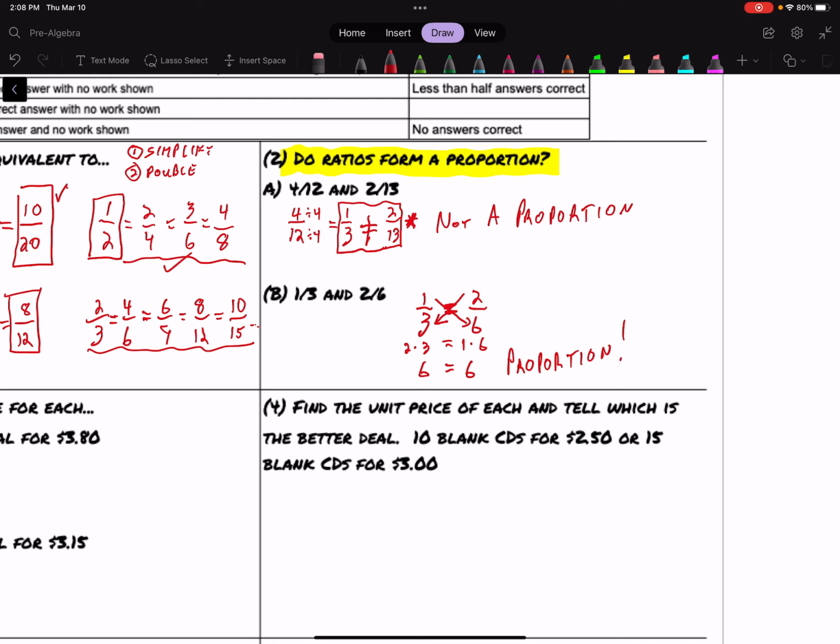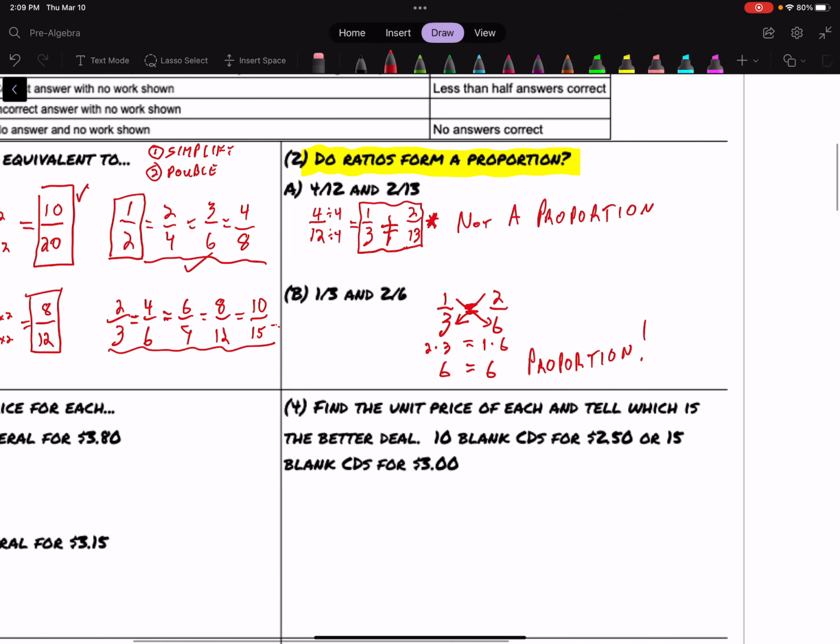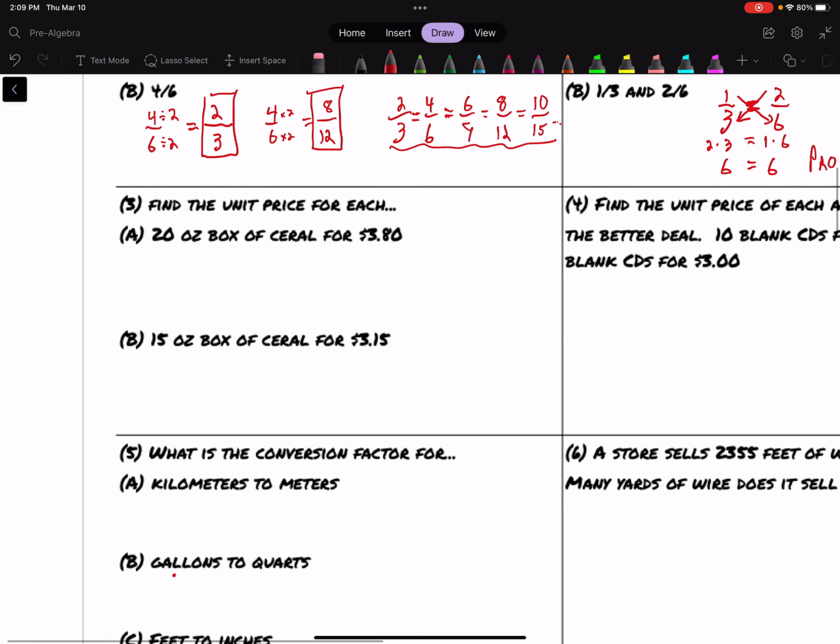Okay, so I can do it either way. I can simplify both numbers to see if they simplify to the same fraction, or I can just do cross multiplication. I almost always do cross multiplication. It's typically the faster method, unless you have simple fractions. All right, let's go on to number 3 here.